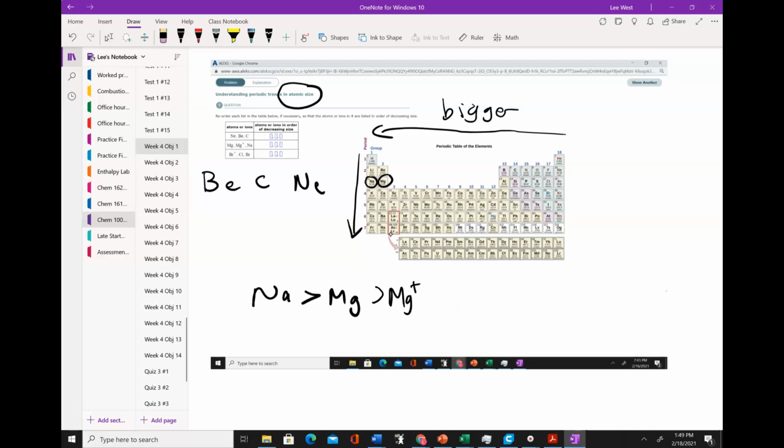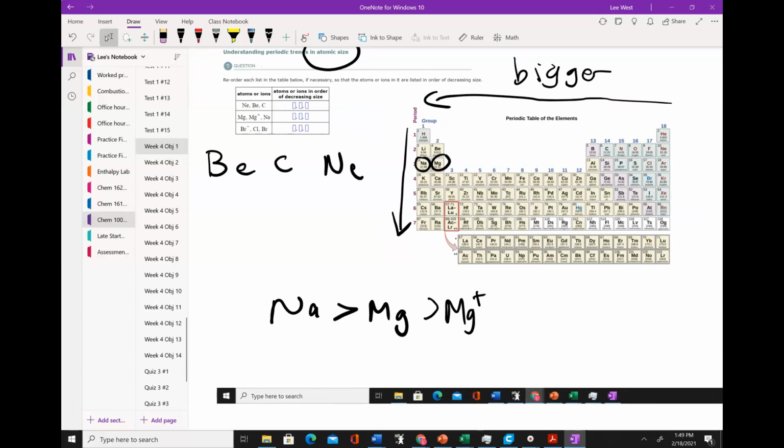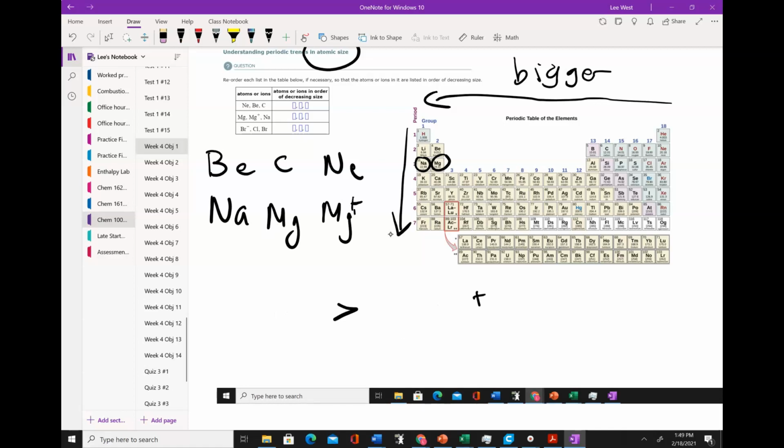So cations are always smaller than the atoms that they are made from, and anions are always bigger than the atoms that they are made from. So this sequence will be sodium, magnesium, magnesium plus.